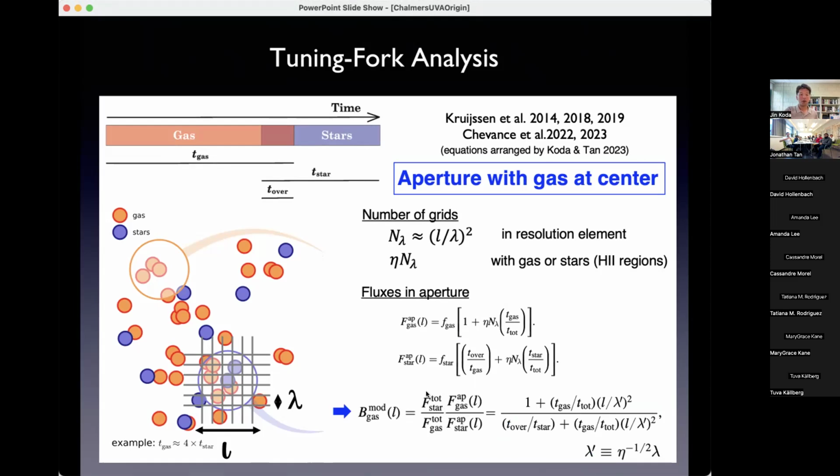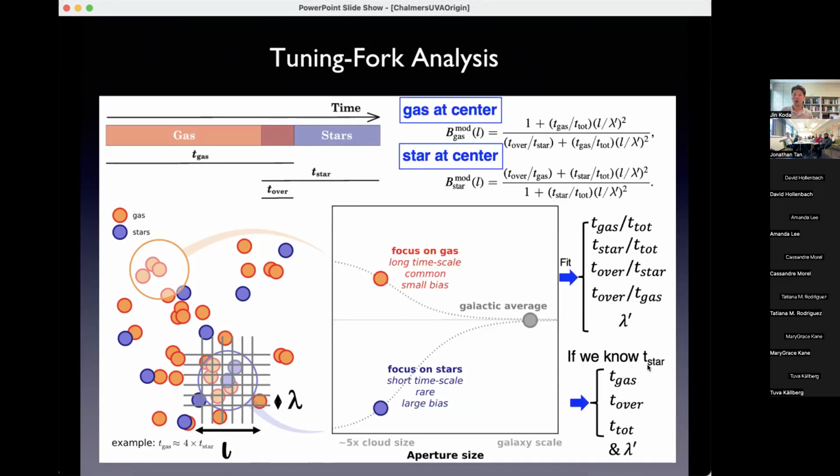Divide one by the other, and also normalize the whole thing with the galactic average. And then you get this equation. So the ratio of fluxes that you measure is written in terms of the time scale ratios and also the aperture size. We can do a similar calculation for an aperture with a star at the center and come up with the equation. So this upper branch and bottom branch can be described with these equations. From observation, you get data points of the tuning fork, and you fit these two equations, and that gives you the time scale ratios. And if you know any of these time scales, then you can separate them and derive the lifetime of molecular clouds, the overlap time scale of gas and stars, the total duration, and also the length scale of correlation.